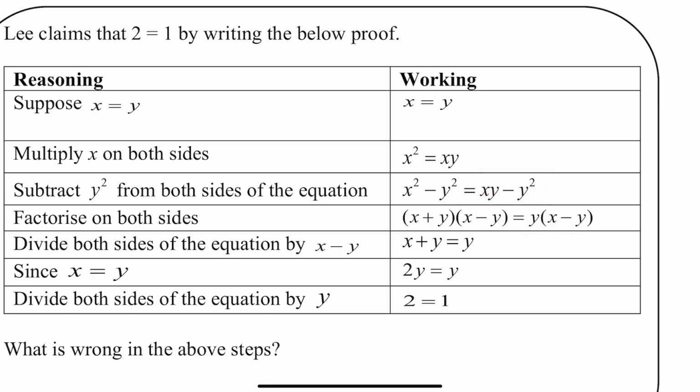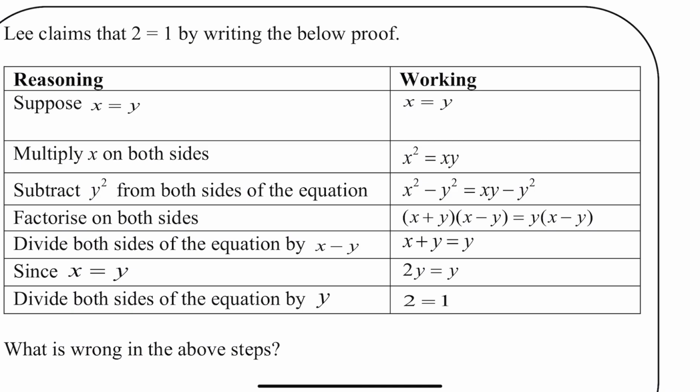Then this person divides by x minus y on both sides of the equation. They cancel out on both sides of the equation. I get x plus y equals y. Therefore, I know that x is equal to y, so I turn this into y. y plus y equals y. So 2y is equal to y. 2 is equal to 1 by dividing both sides of the equation by y. Can you find out what is wrong with this?